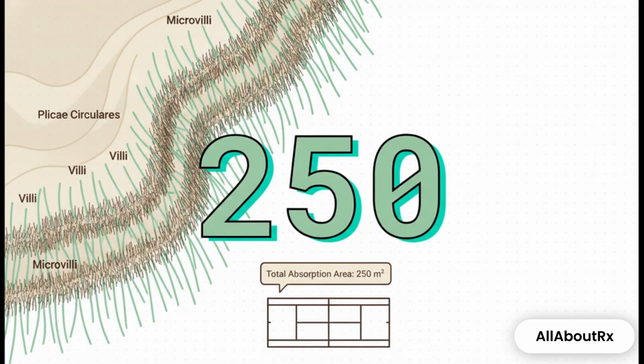And what does all that microscopic folding actually achieve? It results in this absolutely awe-inspiring number, 250. Thanks to the plica, the villi, and the microvilli, the small intestine packs roughly 250 square meters of total absorptive surface area inside your abdomen. Just to put that into perspective, that is roughly the size of a tennis court, all perfectly engineered to pull every single usable drop of nutrition right into your bloodstream.